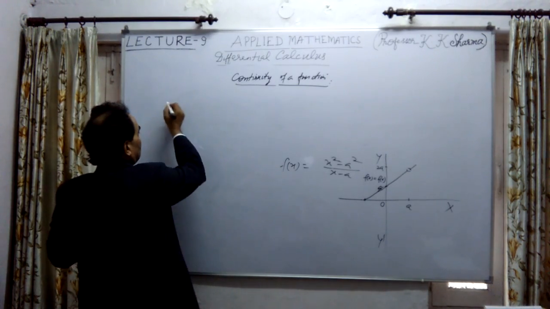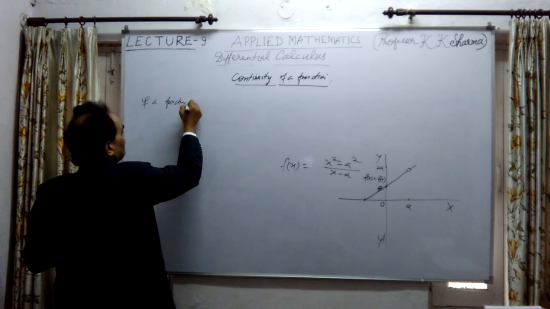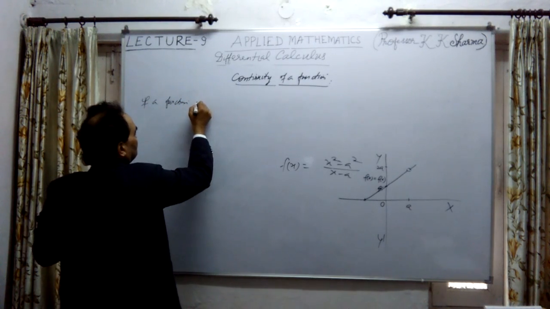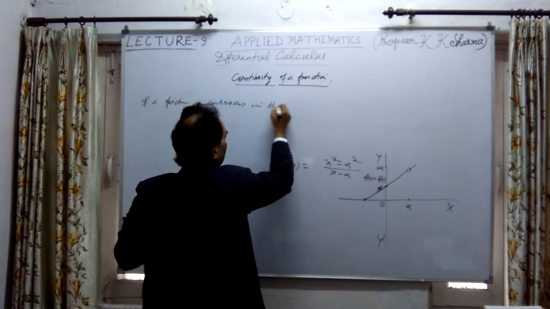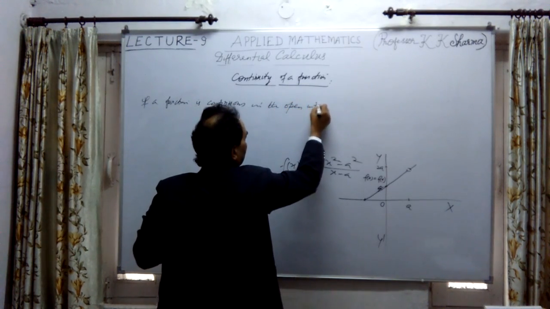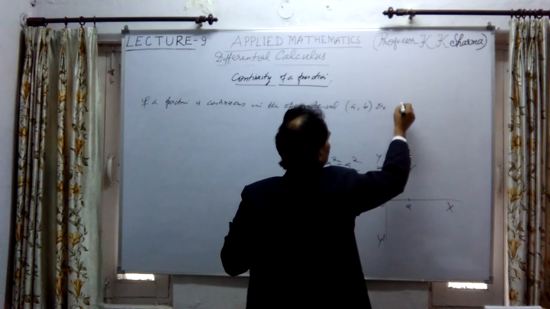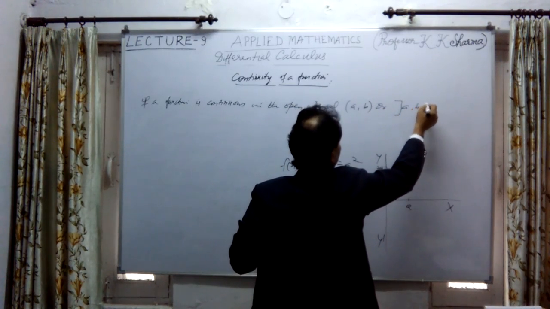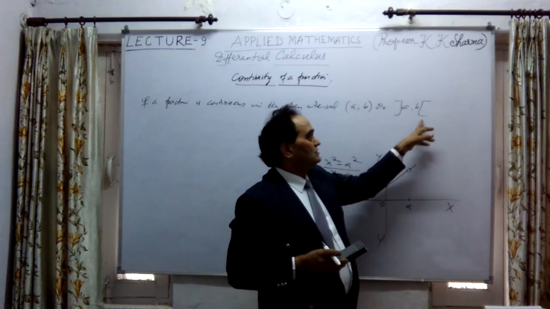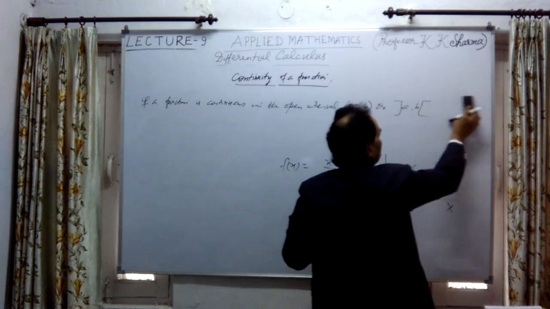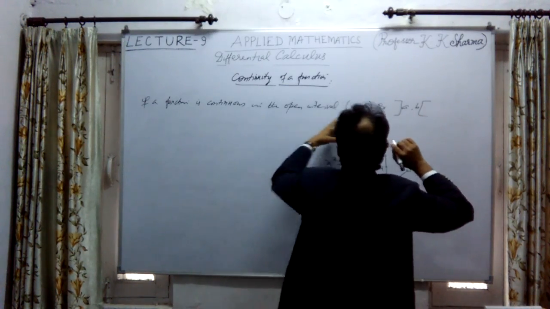So let me take a function. If a function is continuous in the open interval, we represent the open interval AB like this. This is the open interval AB, the opposite of a closed interval. So if a function is continuous, it is continuous in the open interval, or in this interval.